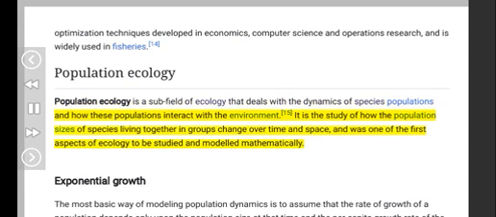It is the study of how the population sizes of species living together in groups change over time and space, and was one of the first aspects of ecology to be studied and modeled mathematically.